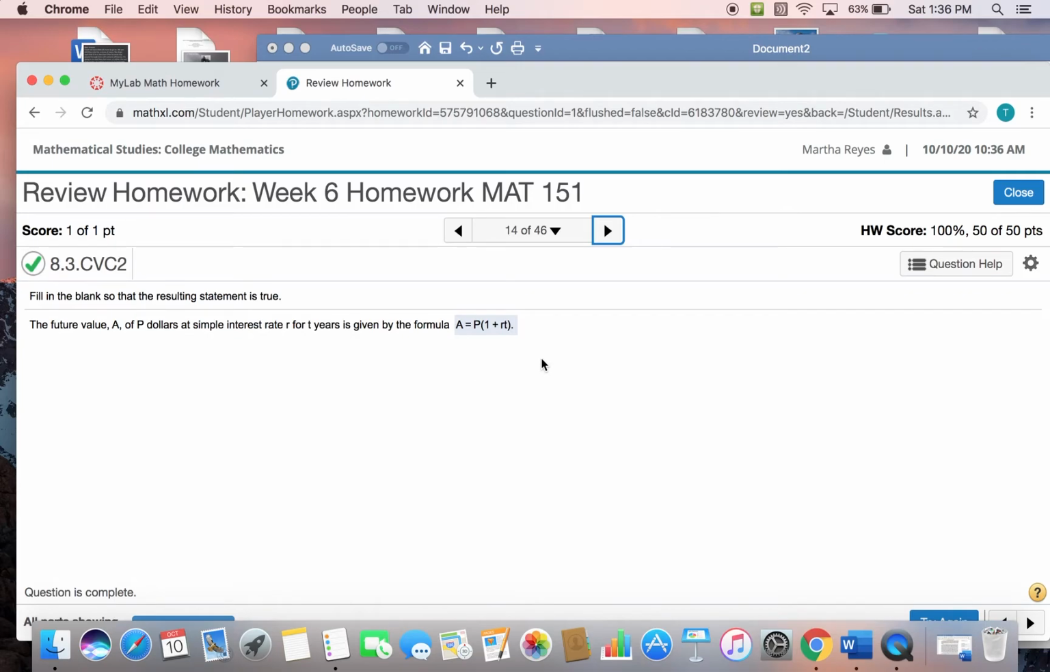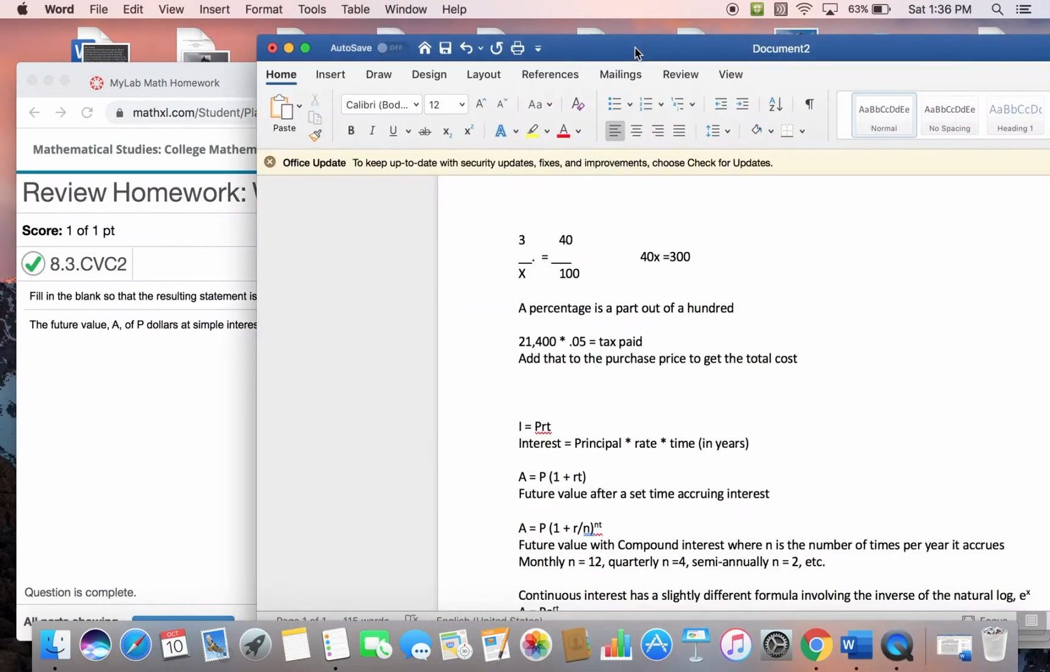Okay, now here's another equation you're going to need to know. This is the future value. A is the future value. And I put it over here. All these equations are here. Right? The future value after a set time accruing interest is principal times the sum of 1 plus the rate times the time in years.